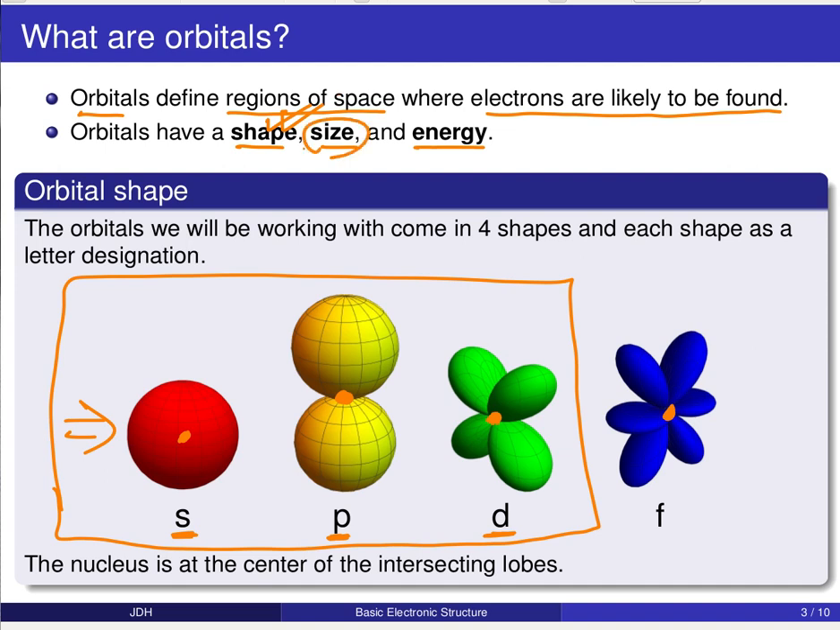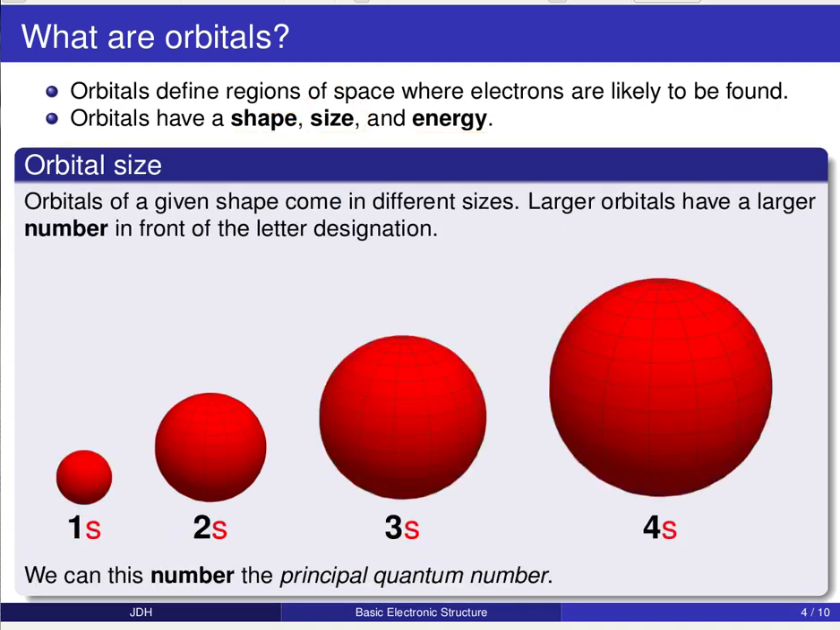Now let's move on to size. The orbital size is related to essentially how far out this sphere goes, or this region of space goes, away from that nucleus. It turns out that for orbitals of a given shape, for example, just S orbitals here, so all spherically symmetric orbitals, these orbitals of a given shape can come in different sizes.